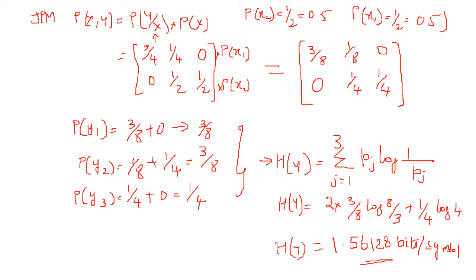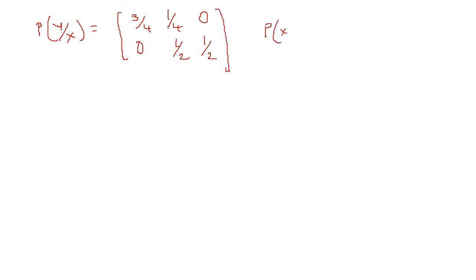Similarly, we'll find what is H of y by x. Now we know what the conditional matrix is. P of y by x is nothing but, as we have already got, 3 by 4, 1 by 4 and 0, and 0, 1 by 2, 1 by 2. And the joint probability matrix P of x comma y is nothing but 3 by 8, 1 by 8, 0, 0, 1 by 4 and 1 by 4.